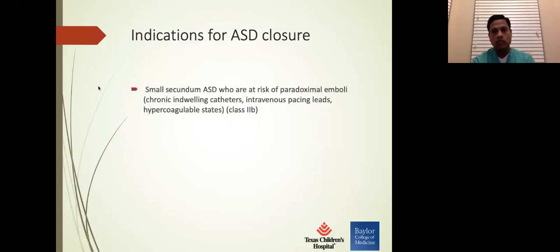And then if you have a small secundum ASD and there is risk of paradoxical emboli with chronic indwelling catheters, pacing leads, or the patient has hypercoagulable states, then in those patients also ASD closure is indicated, even if the ASD is small and even if the ASD is left-to-right with a small shunt.